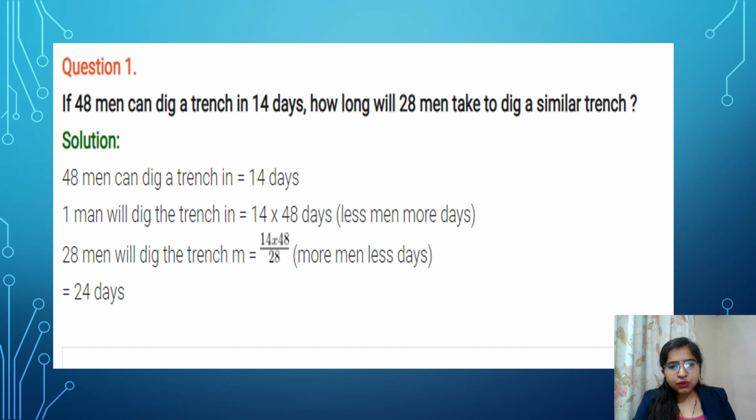In this exercise, you can see the question over here. If 48 men can dig a trench in 14 days, 48 men are doing work and they are going to dig the earth, they can do it in 14 days. How long will 28 men take to dig a similar trench?